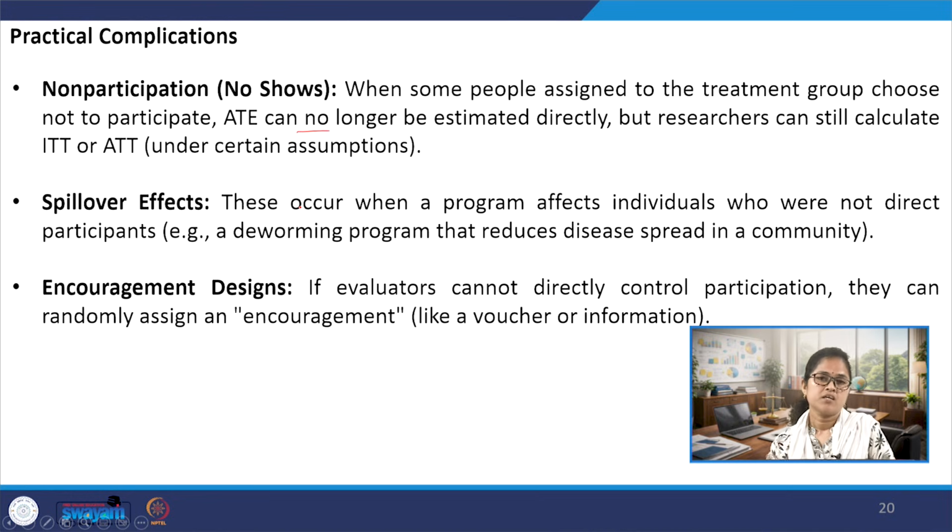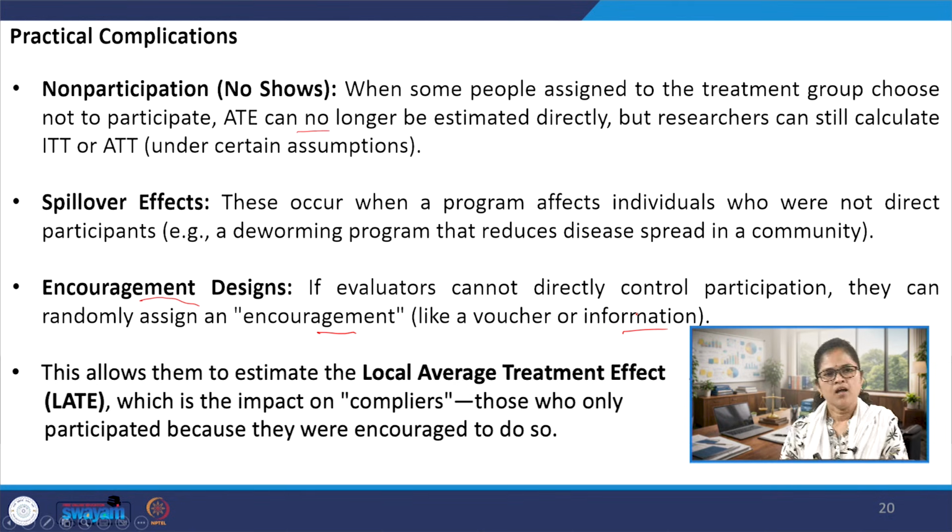The other practical complication that we are finding is spillover effects, which we have already discussed, and encouragement designs. That means if some in the treatment group are not interested to participate, we can go for encouragement, like giving an incentive or voucher or extra information. Thereby we are including encouragement designs. The evaluators cannot directly control participation, but they can randomly assign this encouragement, like extra information or vouchers.